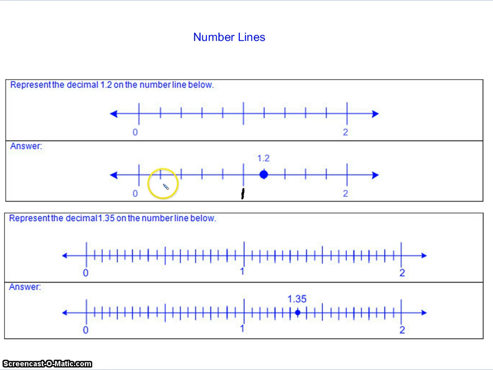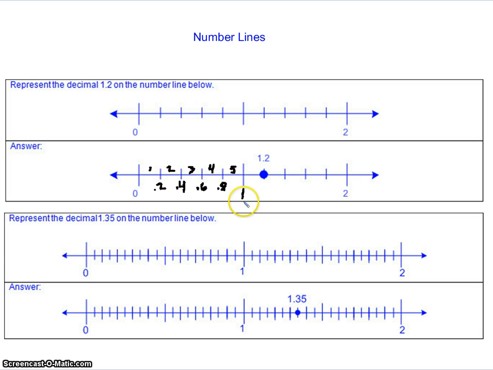Then I would look at how many marks or how many sections we have in between each of our whole numbers. Notice we have 1, 2, 3, 4, and 5. Okay? So if each whole is broken into 5 equal sections, it means you're dividing 1 by 5. And if we divide 1 by 5, that gives us a value of 0.2, meaning that each of these markings is worth 0.2. So you have 0.2, 0.4, 0.6, 0.8, and then 1.0, or just 1.